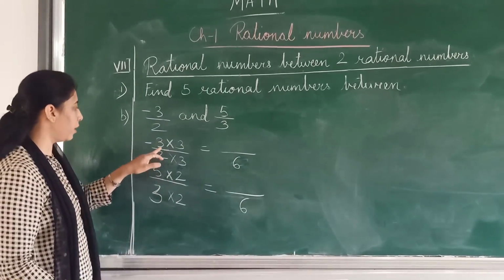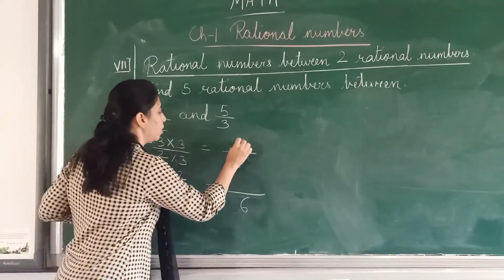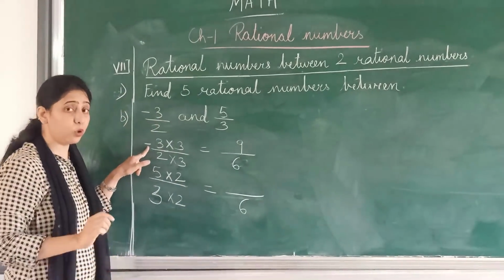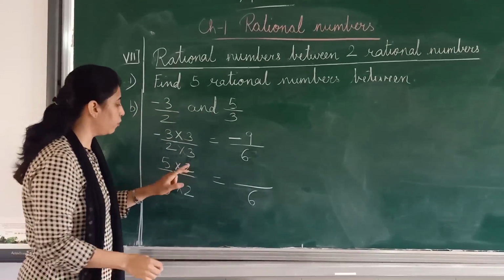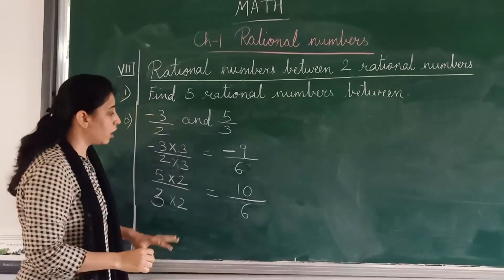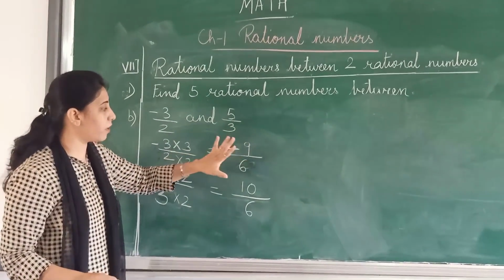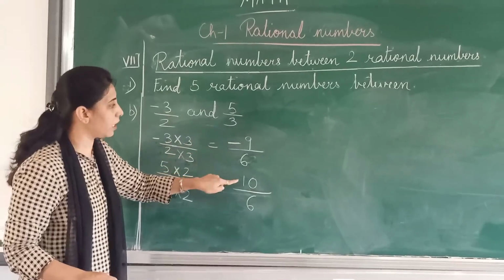So now multiply: 3 3s are 9. But give the negative, don't forget to give the negative sign. So minus 9 upon 6. 5 2s are 10. Now you have to list 5 rational numbers between minus 9 upon 6 and 10 upon 6.